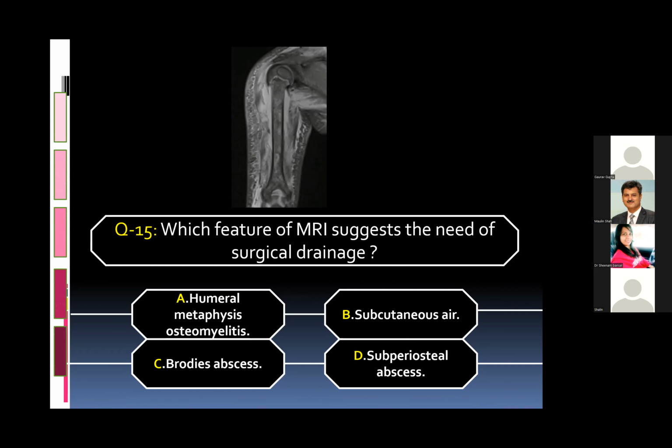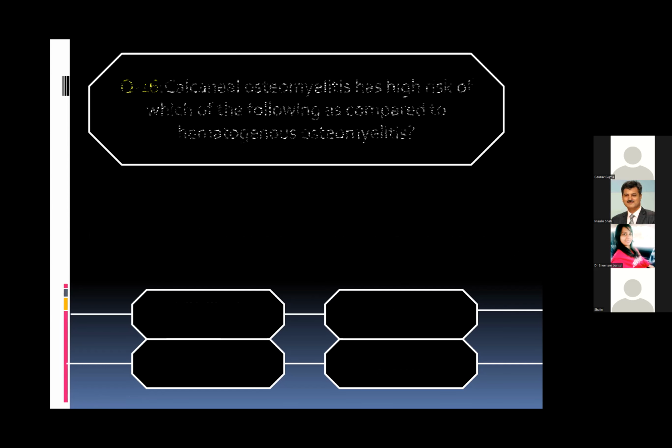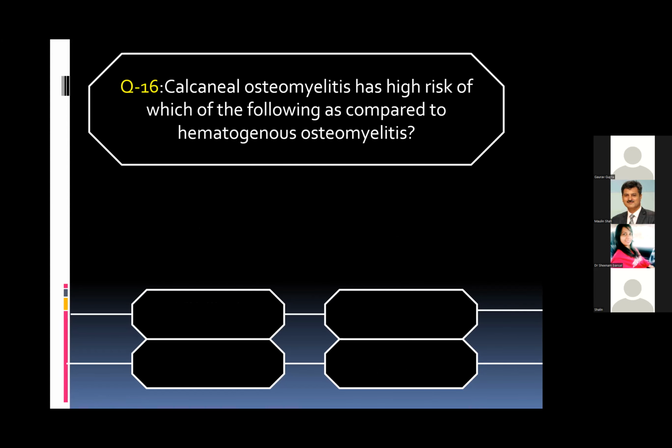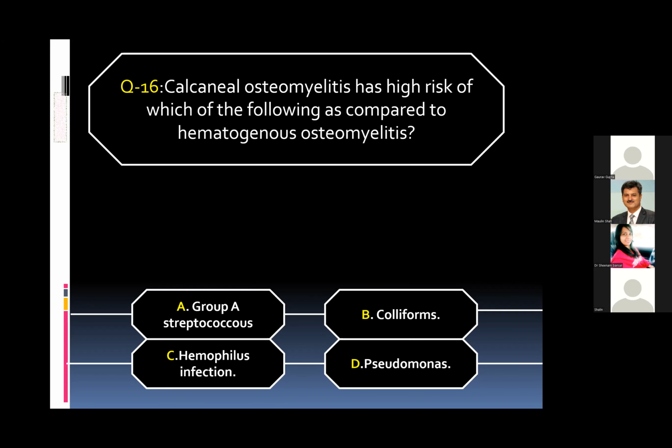So, right, that means we finished the quiz here. Now, Shalin, you have to take us through the answers. Yeah, this is the last question. Sheena, go ahead. Calcaneal osteomyelitis has high risk of which of the following as compared to hematogenous osteomyelitis? First is group A Streptococcus, coliforms, Haemophilus infection, or Pseudomonas.